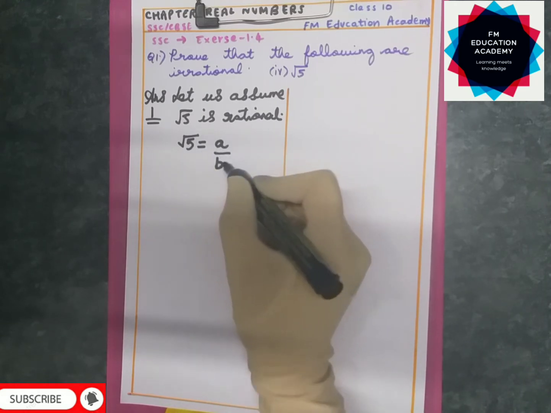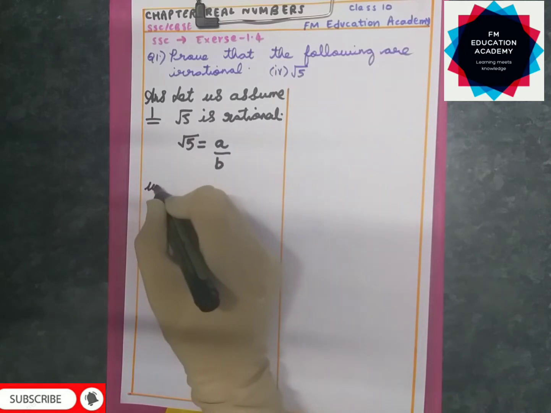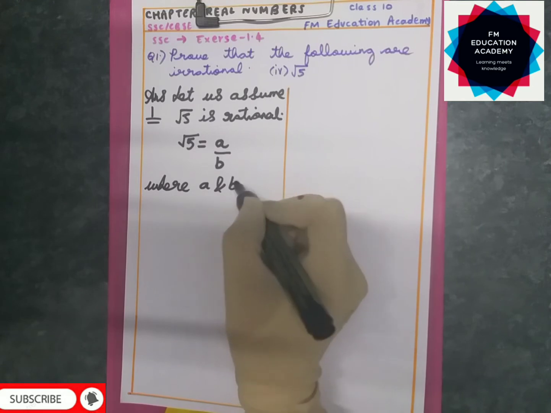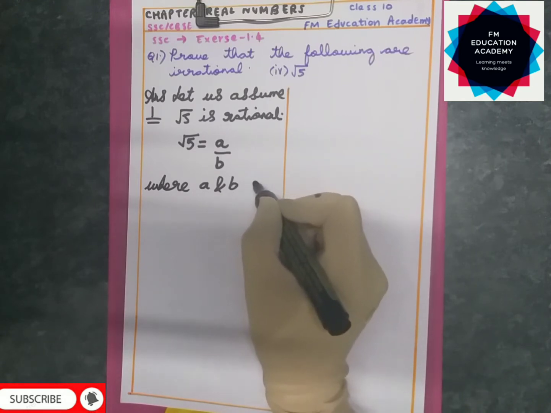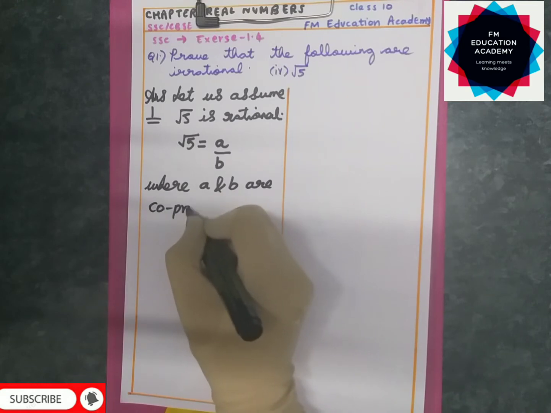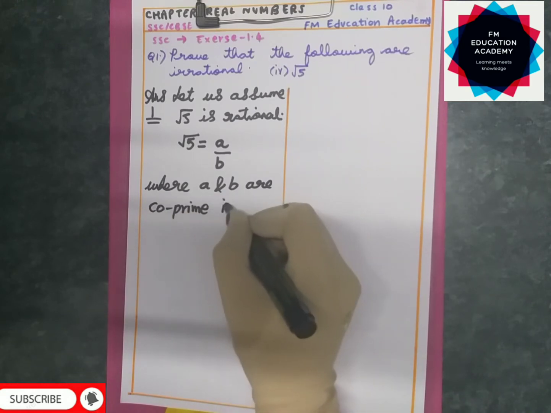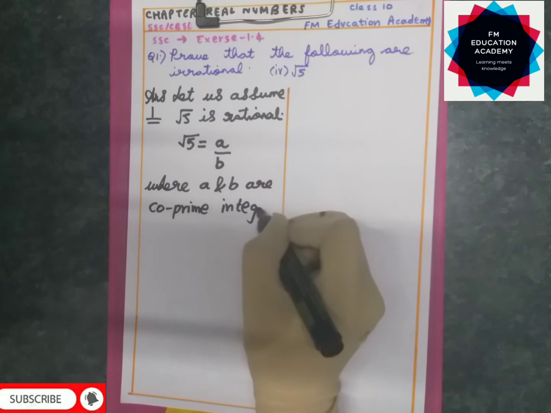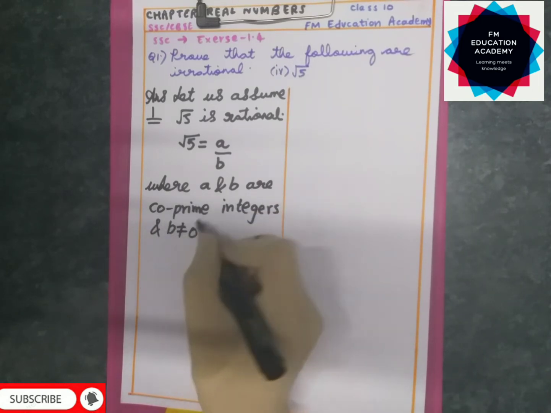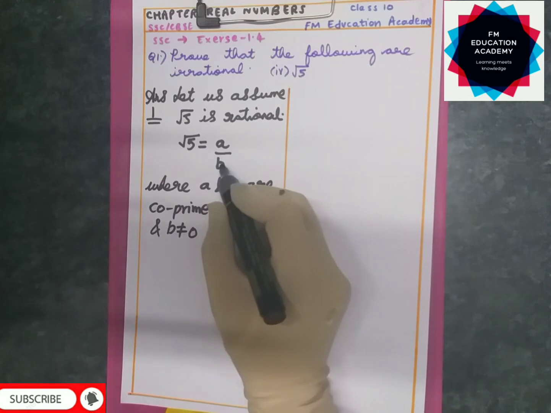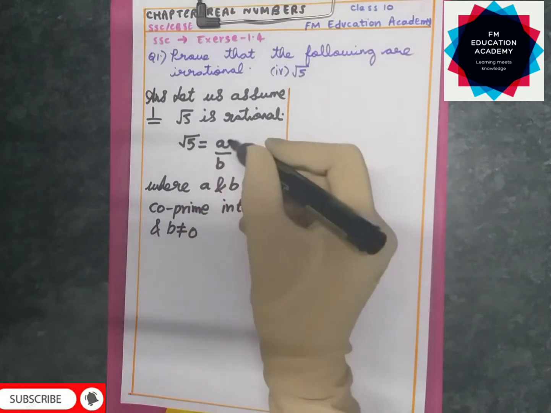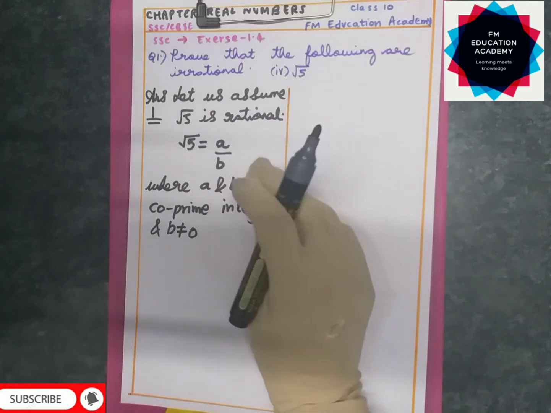And what is a and b here? Where a and b, we know that in rational condition a and b should be co-prime integers, and the value of the denominator b should not be equal to 0. Why should the denominator b not be equal to 0? Because if the denominator becomes 0, then this value will become infinity. We don't want it to become infinity. Infinity means it is never ending.